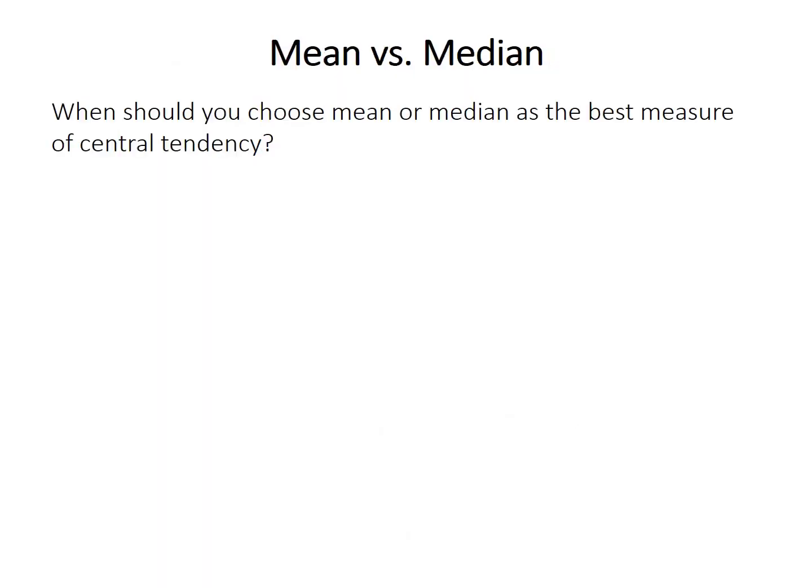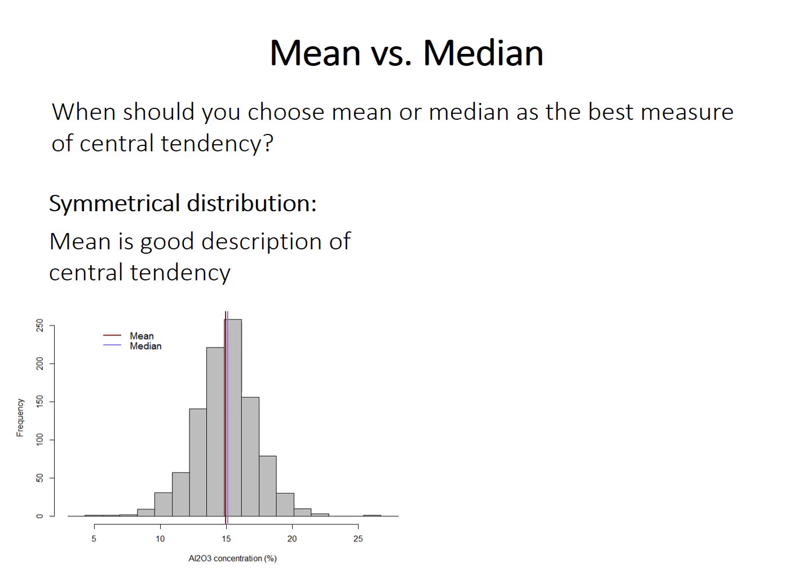So the big question then is, when should you use the mean, and when should you use the median? Let's consider a case where your data follow this symmetrical distribution. This is a histogram, this graph here, and it basically just divides your measurements into bins or groups, and then plots the number of values found within each bin. In this case, the mean and the median are basically the same thing, so you might as well use the mean as your description of central tendency.